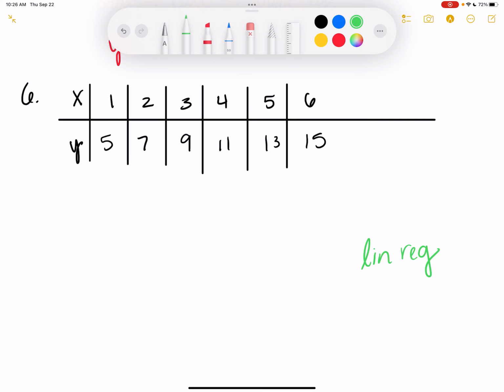Wait, so once I go to the graph, how do I see the equation of the line? Hit y equals. Oh, there it is. There are two line regs. It technically doesn't matter which one. One of them is ax plus b, and one of them is a plus bx. It's literally the same thing.